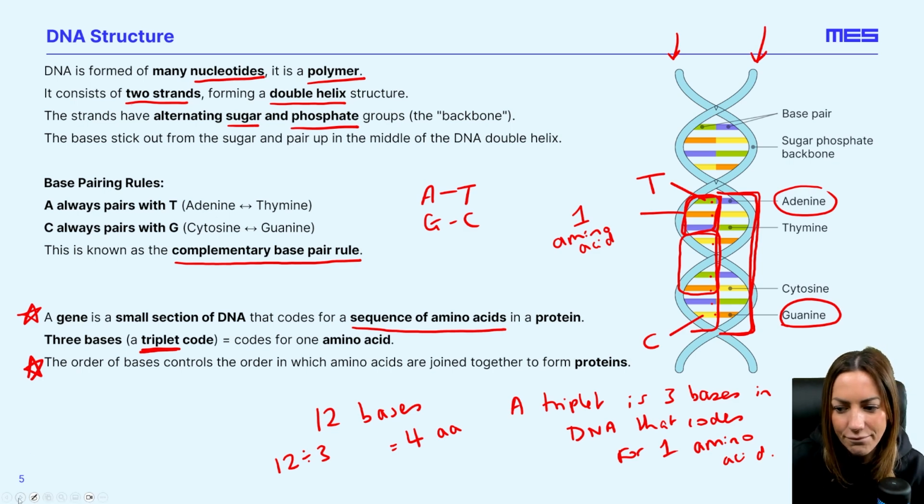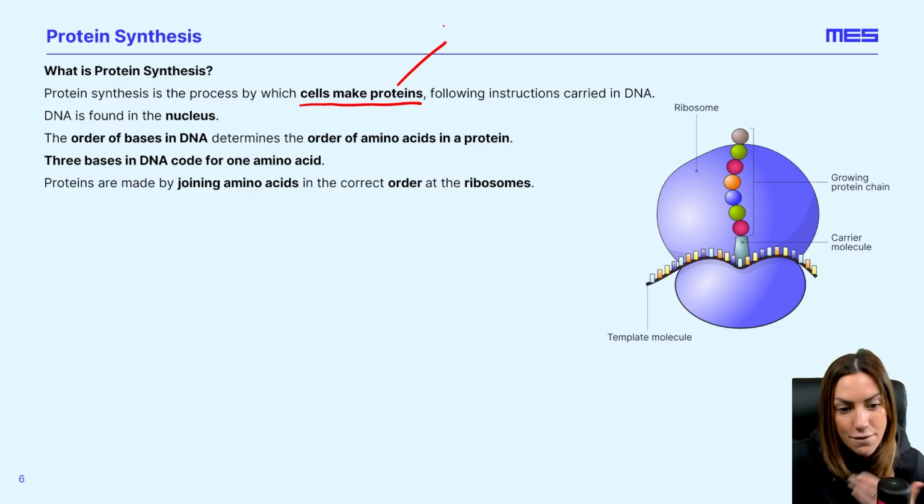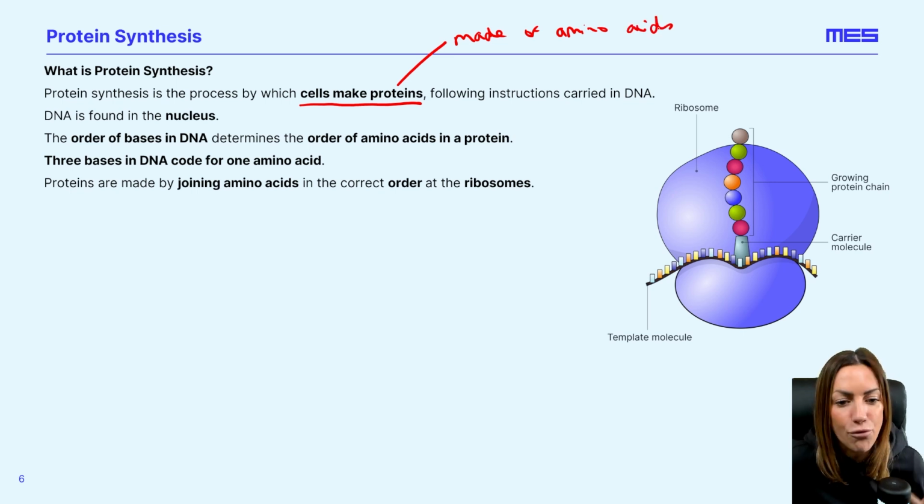Okay? Right, bearing that in mind then, let's think about protein synthesis. Now, protein synthesis just means literally making proteins. It's not as complicated as many teachers make out. We're going to make it nice and simple. So protein synthesis is the process by which cells make proteins. And obviously we already know from paper 1 that proteins are made of amino acids. They're also polymers, made of many amino acids joined together.